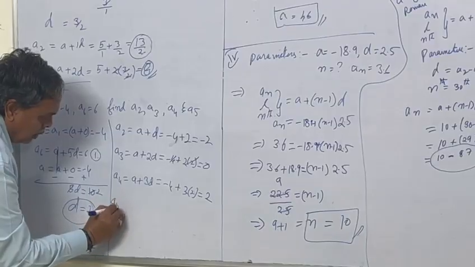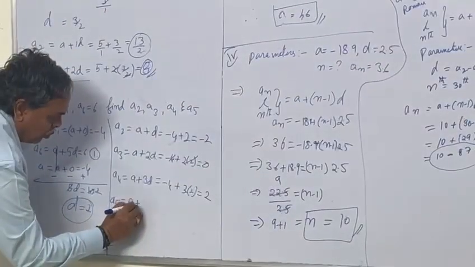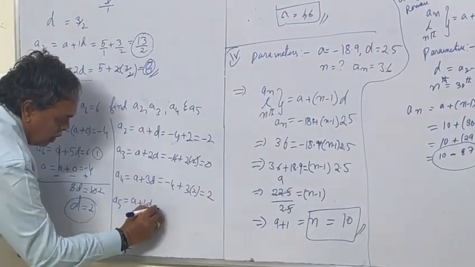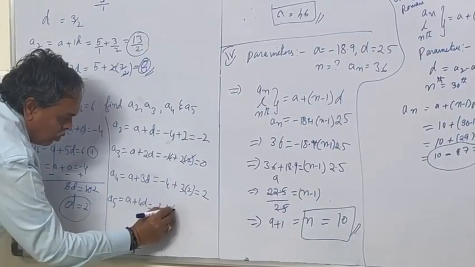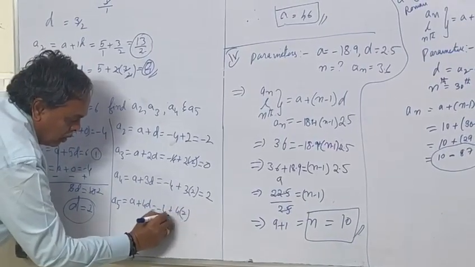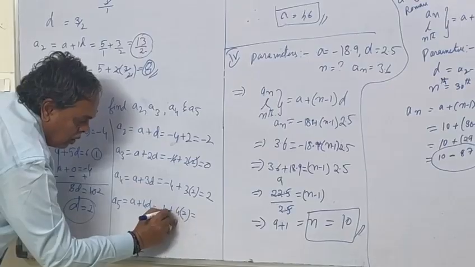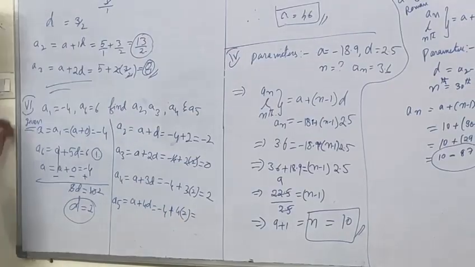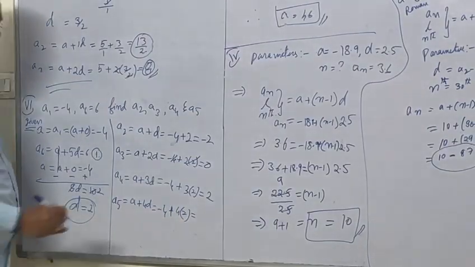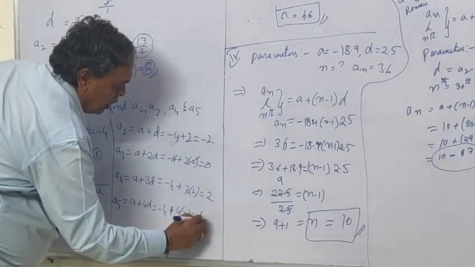A4 and A5. Tell me, A plus 4D. Minus 4 plus 4 into D, which is 2. Then what is the answer? 4 2s are 8. Minus 4 is equal to 4, that is the answer.